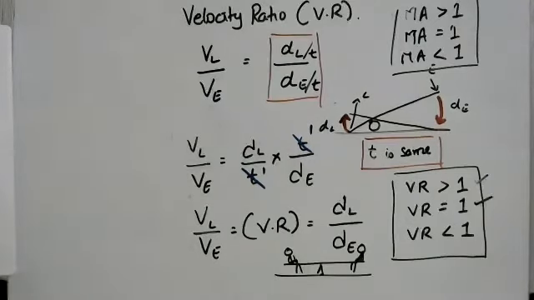Yes, if the velocity ratio is greater than 1, then what is going to happen is that you are applying a larger effort to get a smaller load. And you may ask, well, why do you do something like that? Well, you do something like that because you want to increase the velocity at the load end.